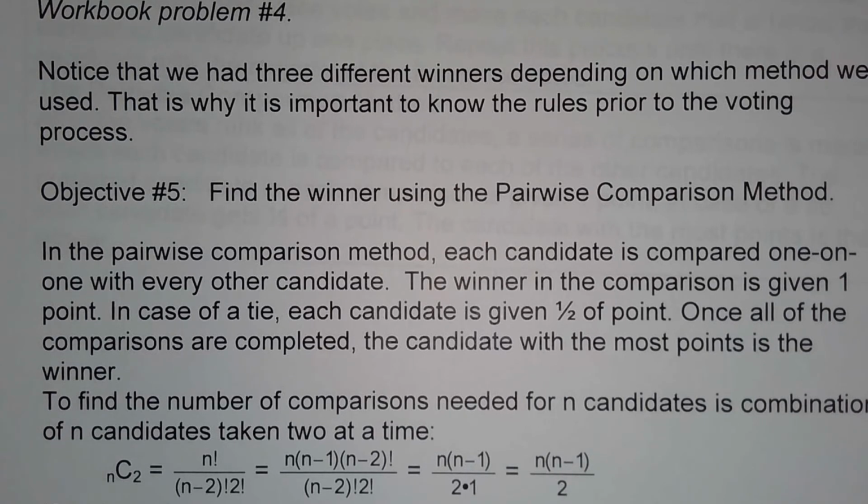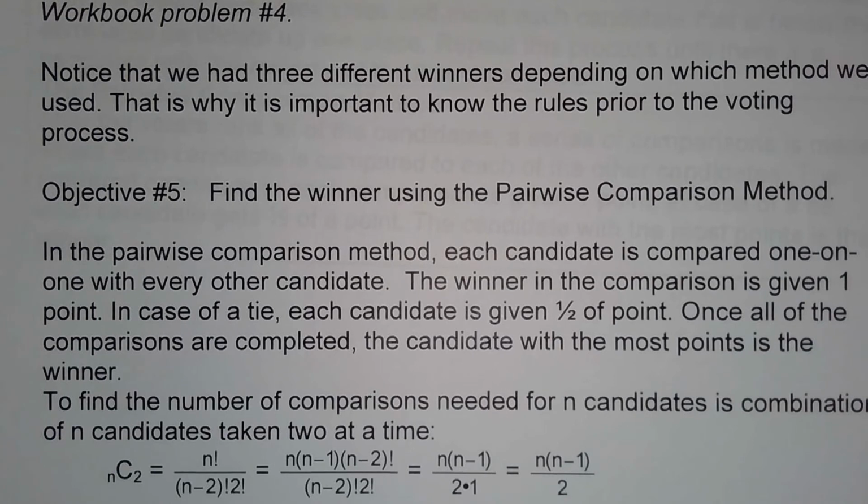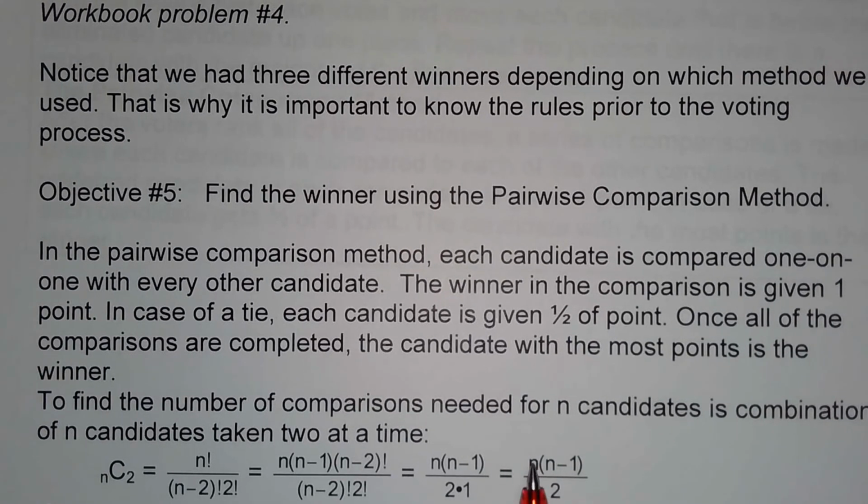Now, to find the number of comparisons needed for n candidates, it's a combination of n candidates taken 2 at a time. So it's going to be nC2, which, when you simplify it all, is n times (n minus 1) over 2. So if we have 4 candidates, we're going to have 4 times (4 minus 1), that's 4 times 3 is 12, divided by 2 is 6.